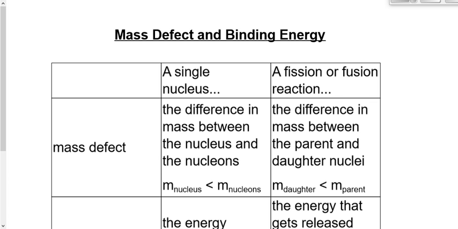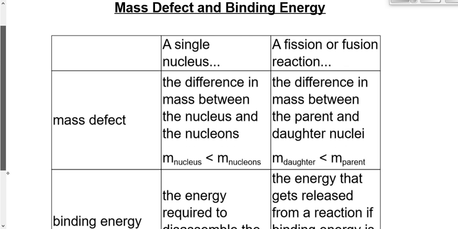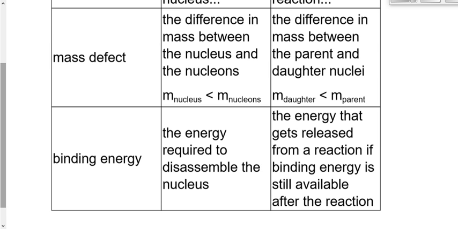Now, in the context of a reaction, this first definition manifests itself as the difference in mass between what we start with and what we end with. The products will always be a little bit less mass than the reactants. The difference in mass is called the mass defect. The energy that's stored in the nucleus, or the energy that's released in the reaction, is simply that mass defect times the speed of light squared. E is equal to mc squared.